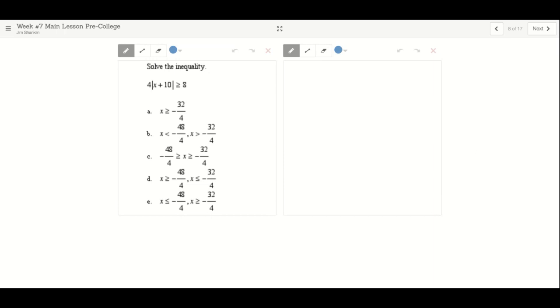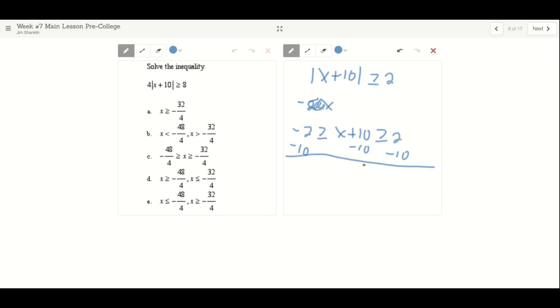Okay, looks like you guys are doing a wonderful job. First thing, divide through by 4. So you end up with the absolute value of x plus 10 is greater than or equal to 2. Then I'm going to rewrite this as 2, and a negative 2, got to keep the symbol the same direction. Now my next step is just to subtract 10 from everything. So subtract 10, subtract 10. So I'm left with negative 12 is greater than or equal to x, which is greater than or equal to negative 8.